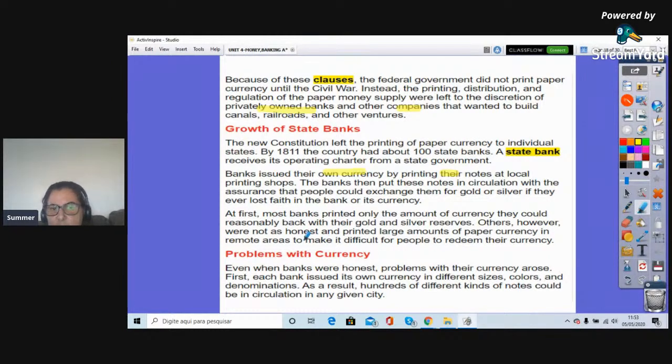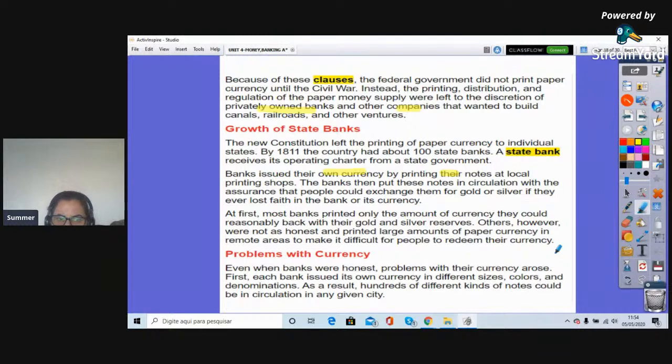At first, most banks printed only the amount of currency they could reasonably back with gold and silver. Others, however, were dishonest, and they printed large amounts of paper currency in remote areas, areas that were very far away, and they would make it difficult for people to redeem their currency.